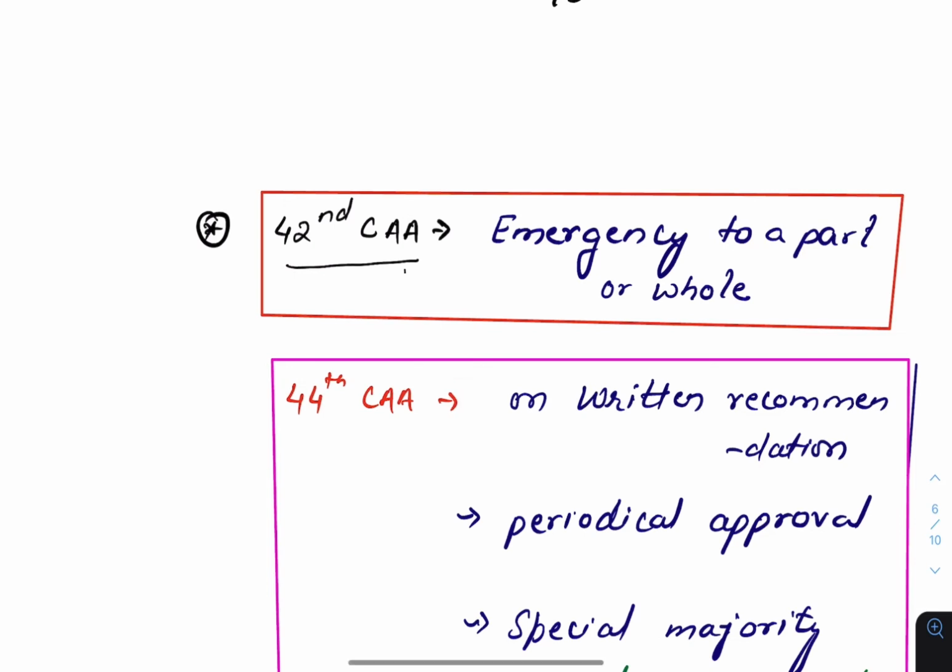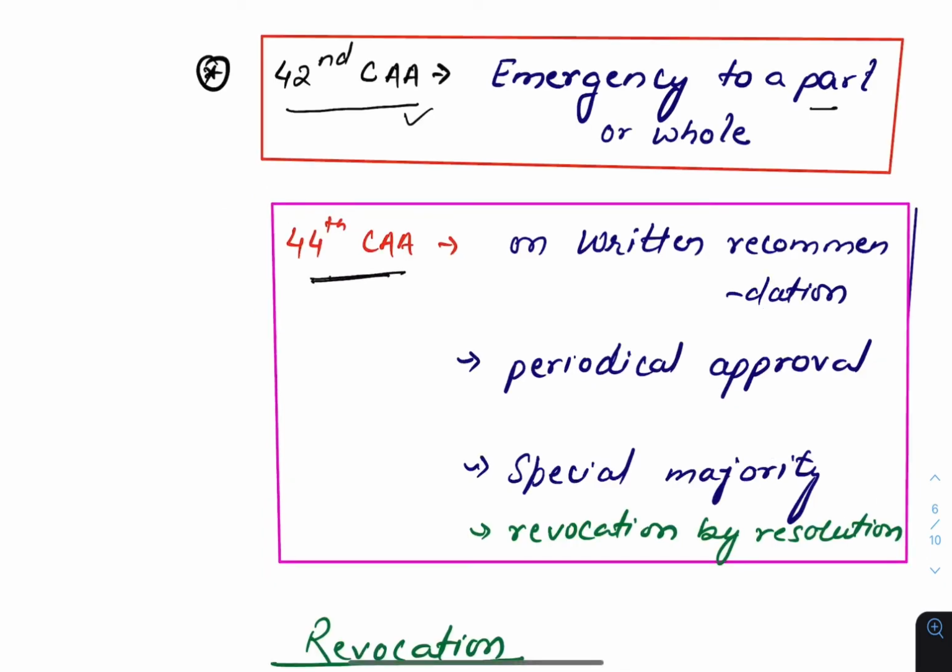The 42nd Constitutional Amendment Act enabled the President to declare emergency in only a part. Through the 44th Constitutional Amendment Act, certain limitations were put so that this provision cannot be misused. First, emergency can be declared only on written recommendation. It must be periodically approved, and the approval must pass with special majority. So even the periodic approval must pass with special majority.